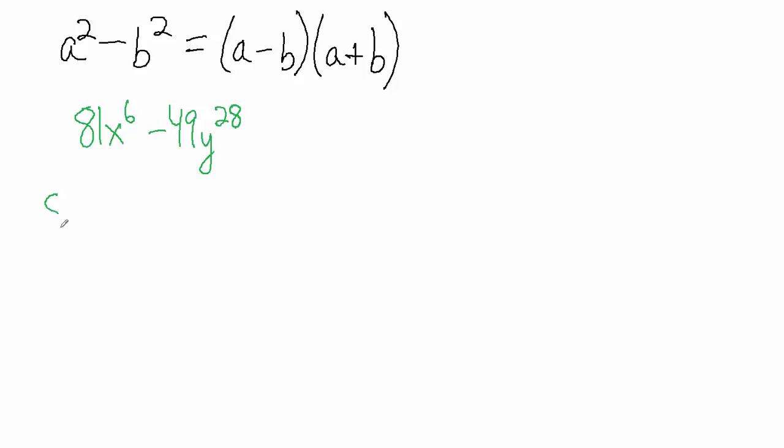So 81 is 9 times 9, which is 9 squared. Now how about the 49? 49 is 7 times 7, which is 7 squared.